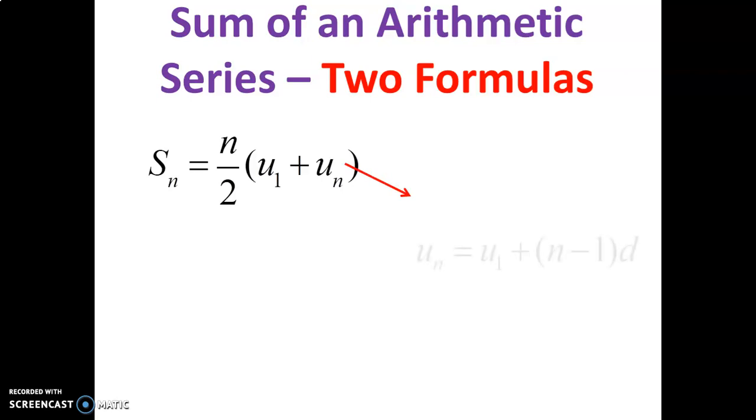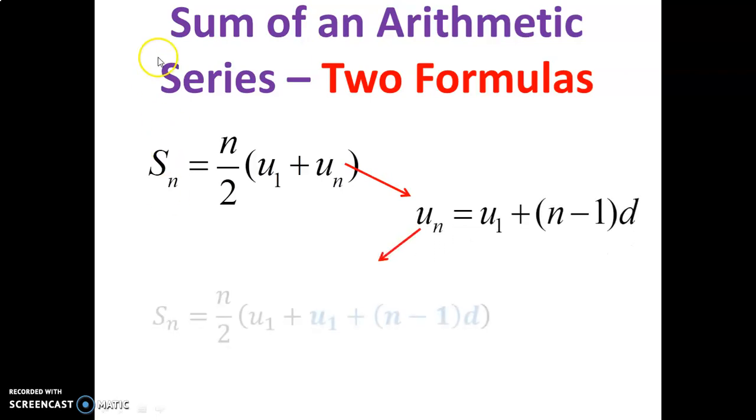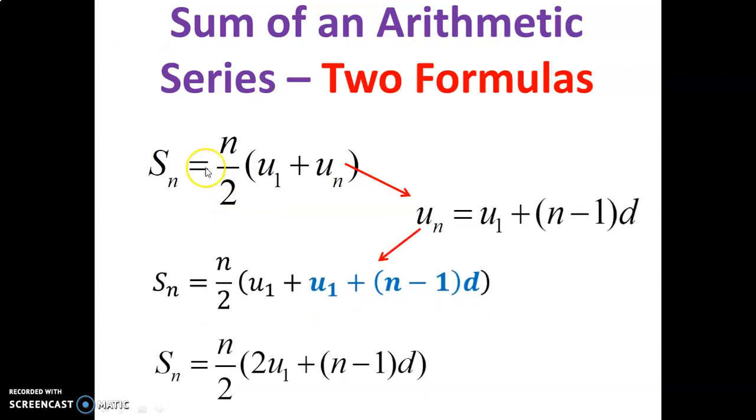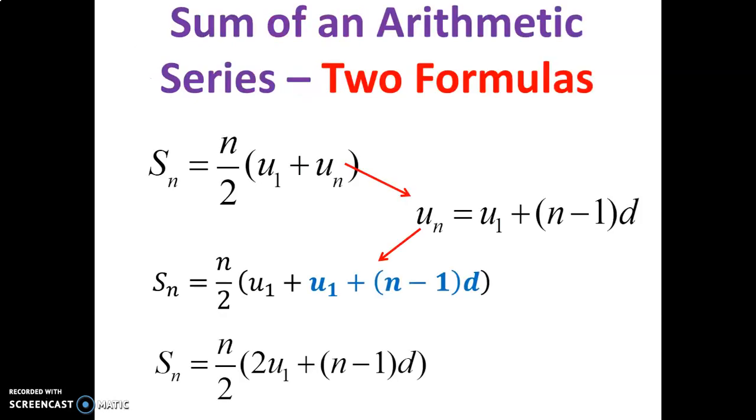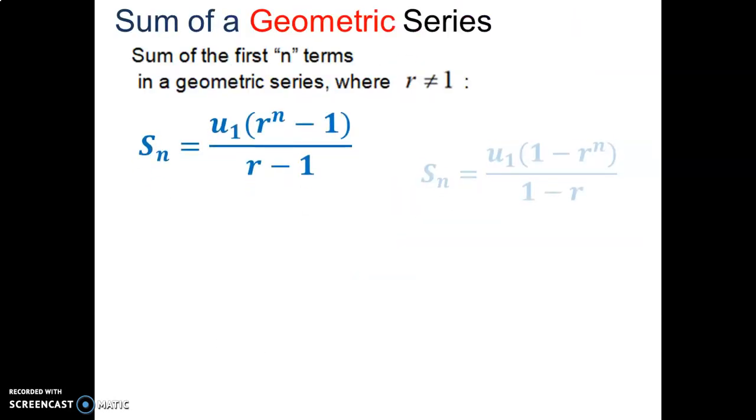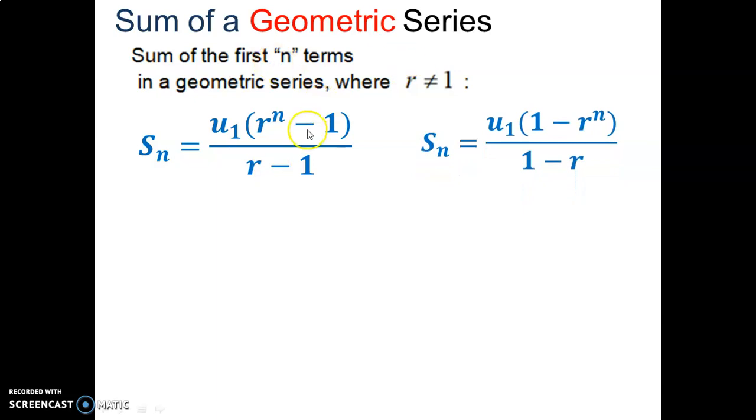Just to recap, we had two formulas for the sum of an arithmetic series. They were this one, and this formula does come from the other through this series of steps. We use that formula when we want to know the sum of terms in an arithmetic sequence. Then we looked at the sum of geometric series formula and it looked like that. Both of these are totally valid forms.